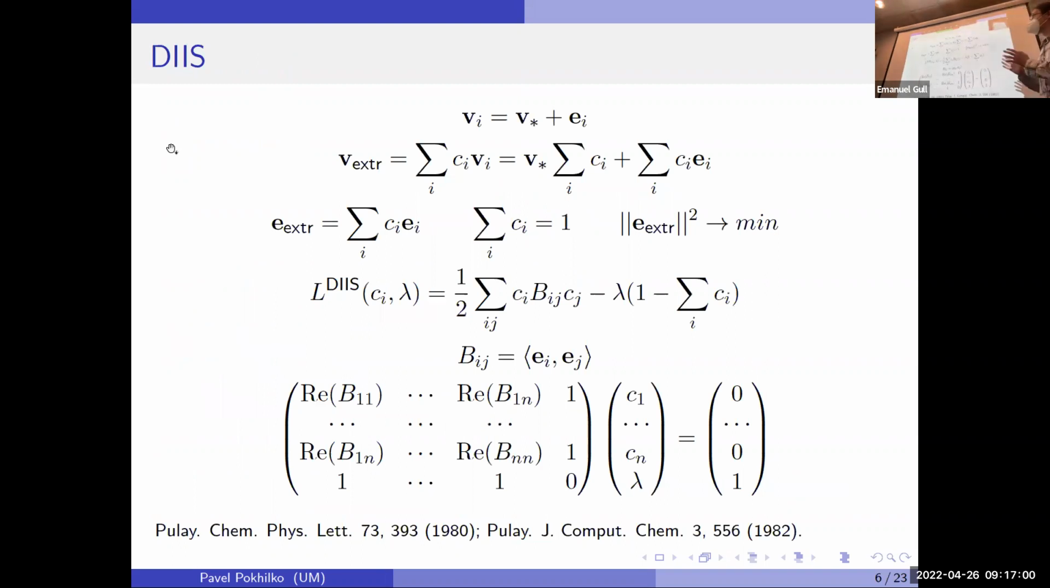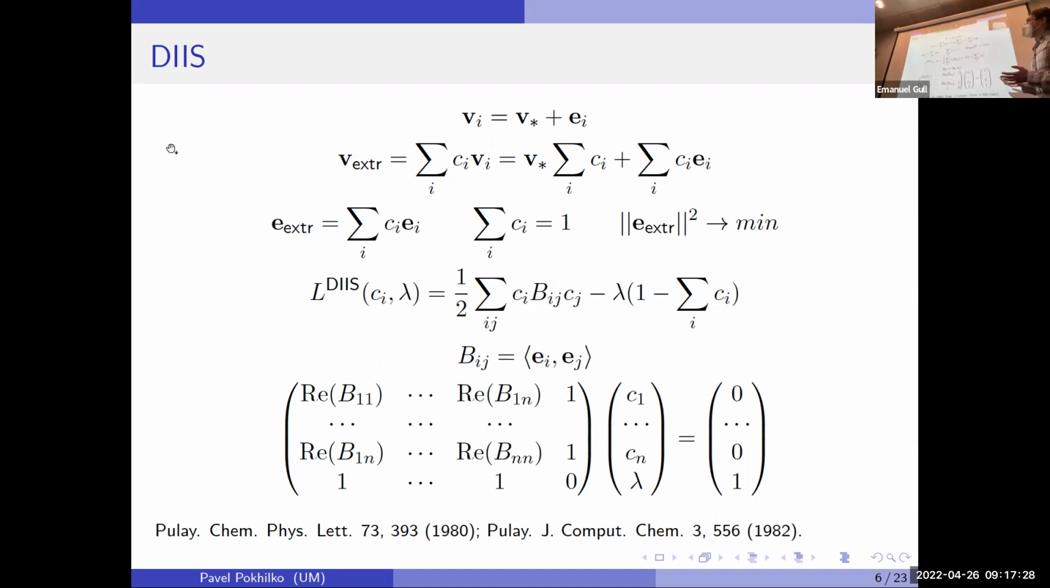Let me just go through the conventional DIIS definition, and then I will tell what the features are in the Green's function methods. So in DIIS, we have a sequence of vectors Vi that converge to some target vector V star, which we interpret as a solution.